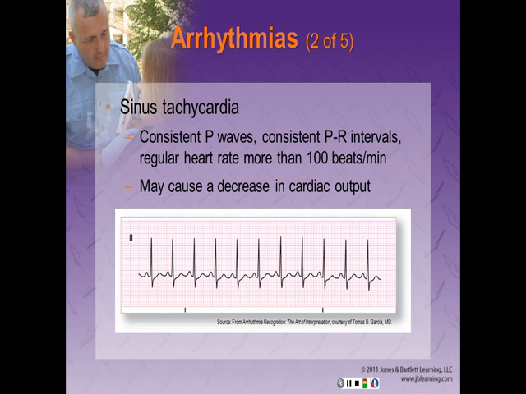Tachycardia refers to a fast heart rate, usually more than 100. Sinus tachycardia is a rhythm that has consistent P waves, consistent PR intervals, and a regular rate of more than 100. Tachycardia may cause a decrease in cardiac output when the rate becomes so high that the stroke volume is affected. And you can see sinus tachycardia here.